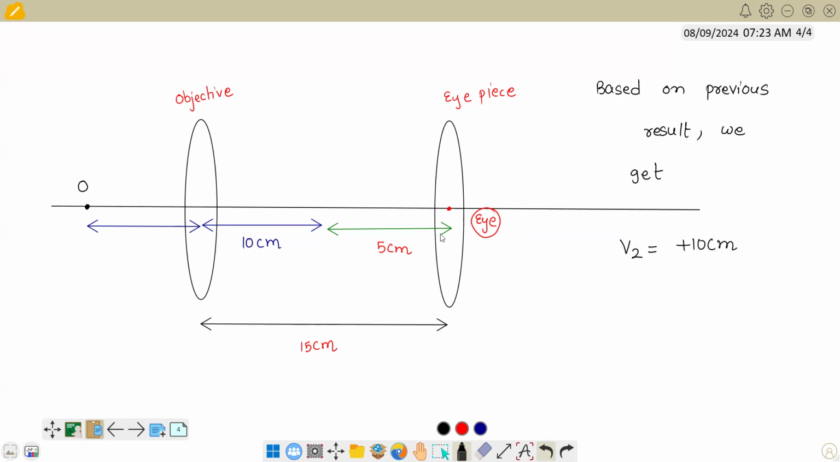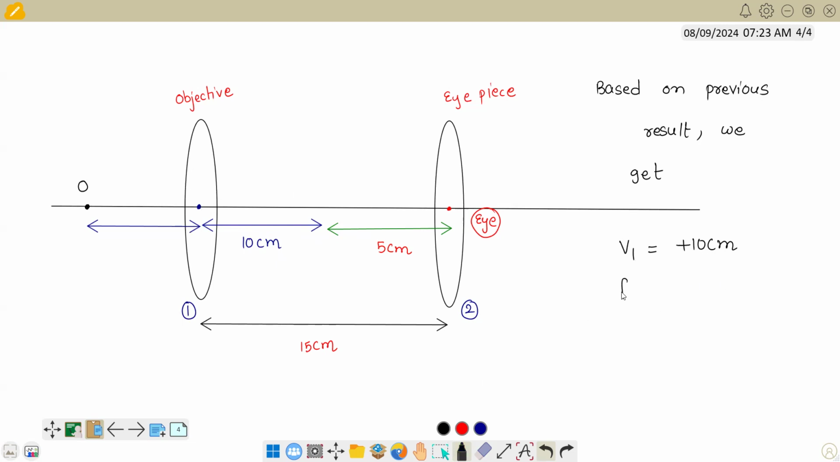You might wonder how this is minus 5 and how this becomes plus 10? Not V2, sorry, it would be V1. V1 would be plus 10. When I express V1, I have to take the first lens as the reference, because this is the first lens, right? This is the second lens. If I take the first lens as the reference, it is to the right side of the first lens. So that's why V1 is plus 10.